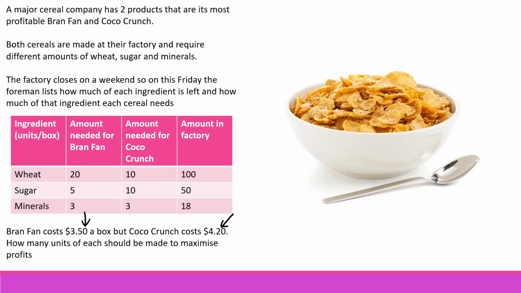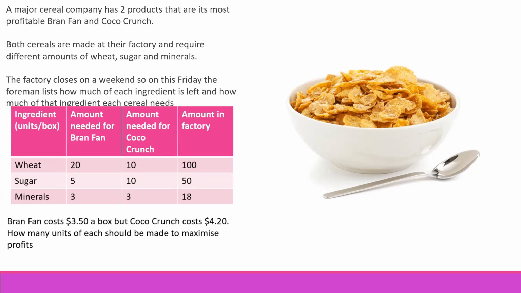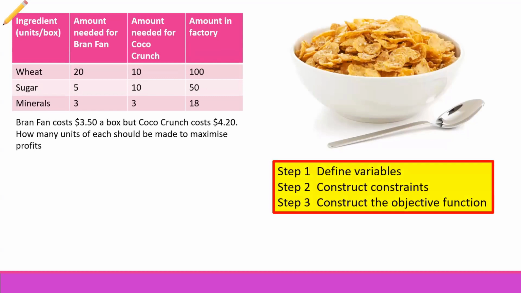Now what I'm going to do is cut out the parts that aren't important. What's really important is just the top one, the graph, the table, and this information here, because we're going to use this information later on. And we're going to do this question the same way we did the last question, by doing 3 steps. Step 1, we're going to define some variables. Step 2, we're going to construct some constraints. There aren't as many constraints for this one, so don't worry. And step 3, we're going to construct the objective function.